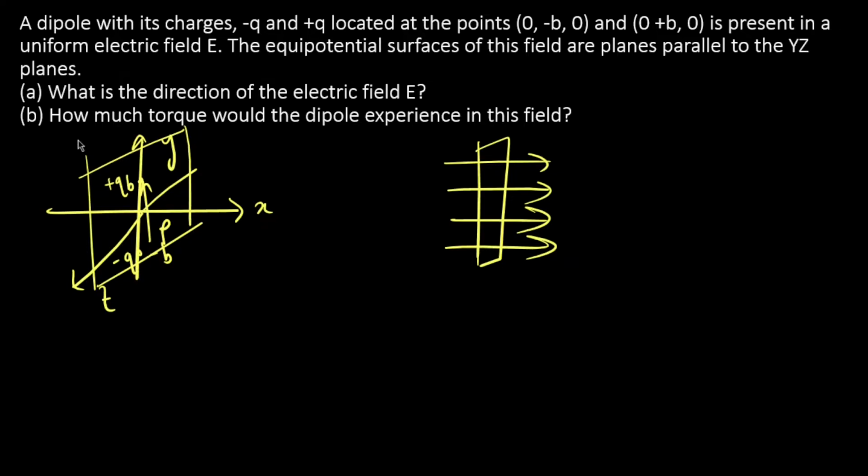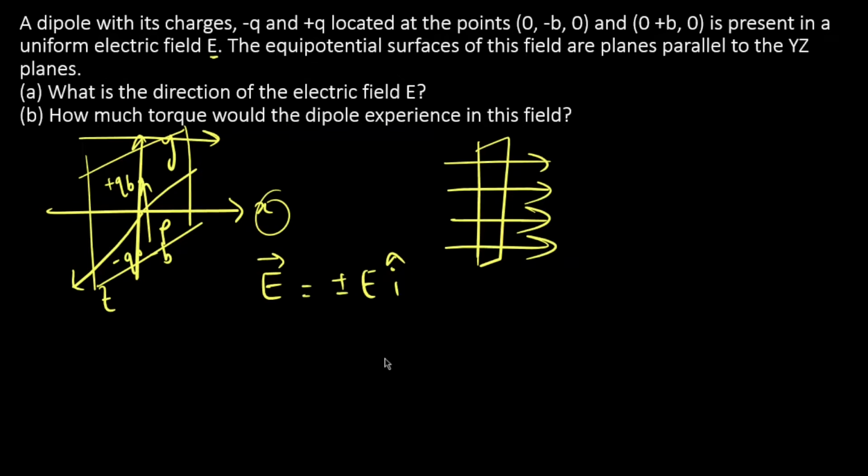It can be in either the plus x direction or the minus x direction. So we can say that our electric field of magnitude E has its direction along the x axis, i cap. So our E vector will be plus or minus E i cap. That is, it can be either along the positive or negative x axis.